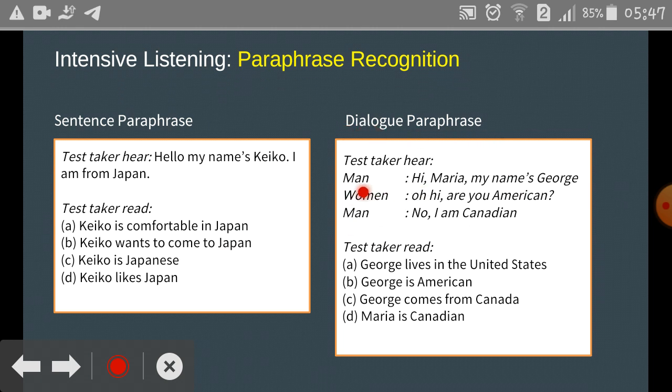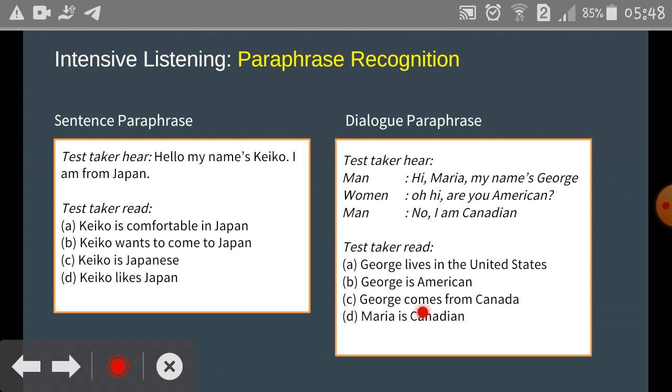Second, you have dialogue paraphrase. For example, there are a man and also a woman, and the man said, "Hi, Maria, my name's George." And then the woman said, "Oh, hi, are you American?" And the man said, "No, I'm Canadian." And then the student will read, "George lived in the United States. George is American. George come from Canada, and Maria is Canadian."